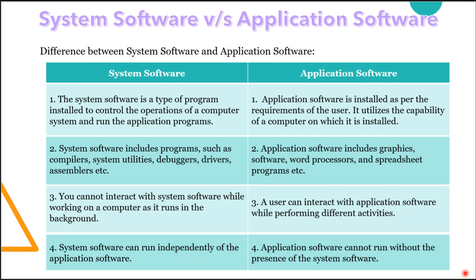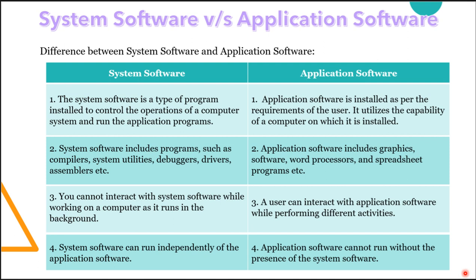We cannot run our word processor in the absence of an operating system, right? We cannot insert a picture in our word processor in the absence of a network utility. So in this way, our application software is dependent on system software, but our system software can run independently of the application software. So these are the main differences between system software and application software.